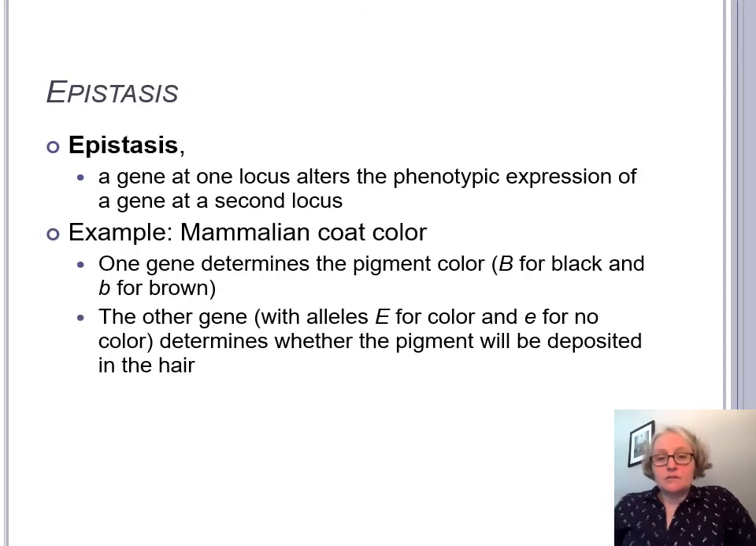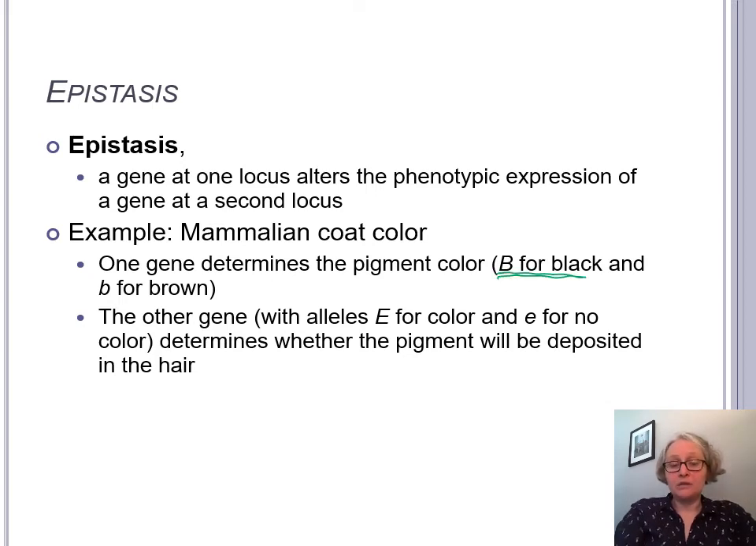In epistasis, this is a really fun example of where a gene at one place is going to influence how a second gene is phenotypically expressed. The example that I'll always use when talking about this is for mammalian coat color. So let's just talk about labs for a moment. Labrador retrievers have a gene that determines the pigment color. It turns out that big B means that they'll make a black pigment, and little b means that they make a brown pigment. So that's one gene. Big B means you're black, little b means you're going to be brown.